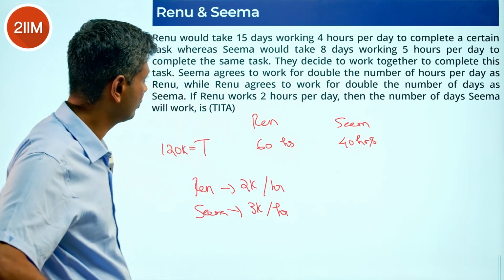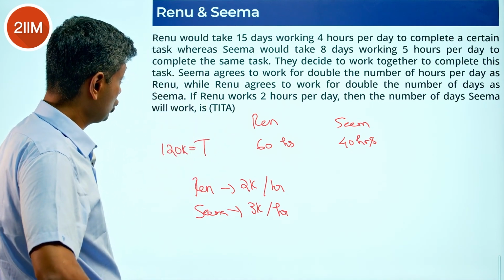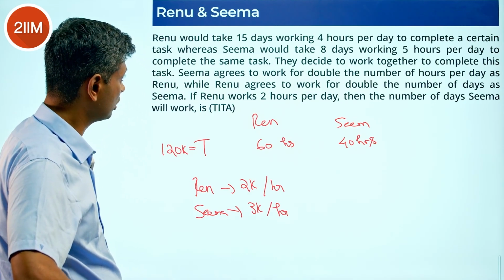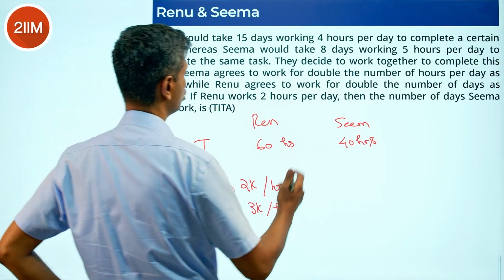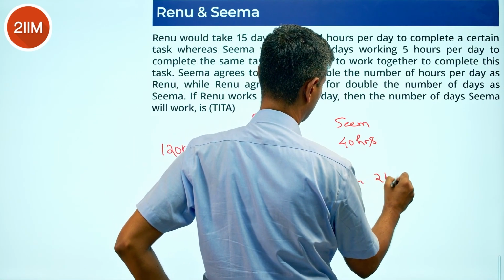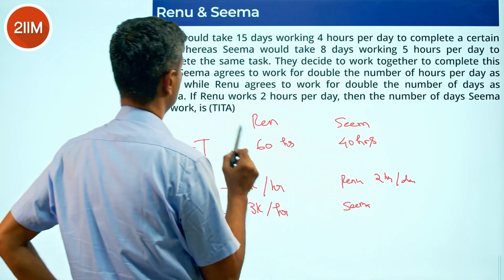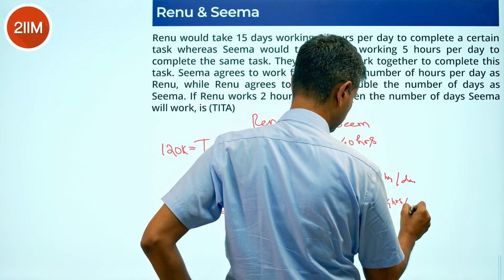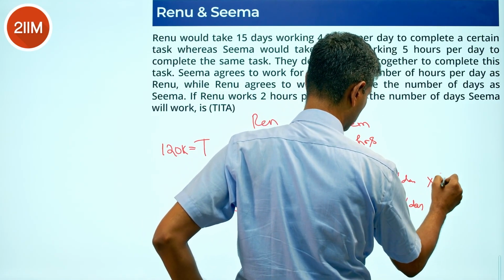They decide to work together to complete this task. Seema agrees to work for double the number of hours per day as Renu. Well, Renu agrees to work for double the number of days as Seema. Renu works 2 hours per day. Seema agrees to work double the number of hours per day, 4 hours per day. Seema works for n days, Renu works for 2n days.